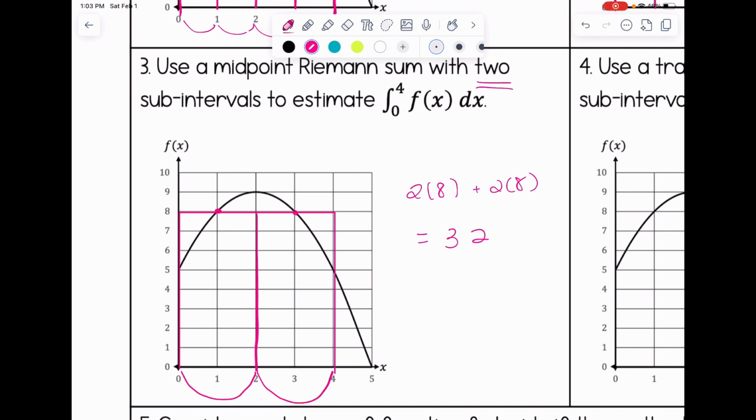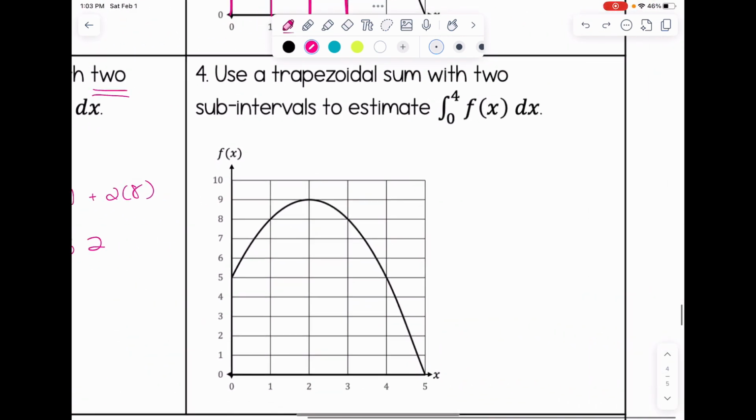You can tell that this is not exact because there's definitely some space above the curve that we are including, and there's some space below the curve that we're not including. So yes, we can get a good estimate through these methods, but eventually in later lessons in this unit, and if you're watching these videos through the playlist, you'll be able to see how to calculate the actual value of a definite integral. All right, the last one is what's called a trapezoidal sum.